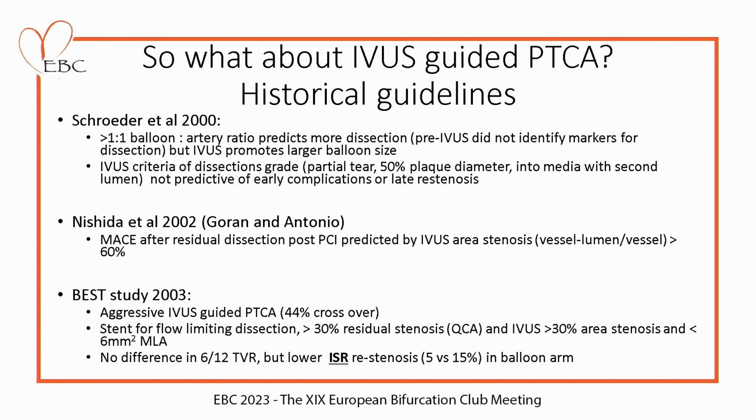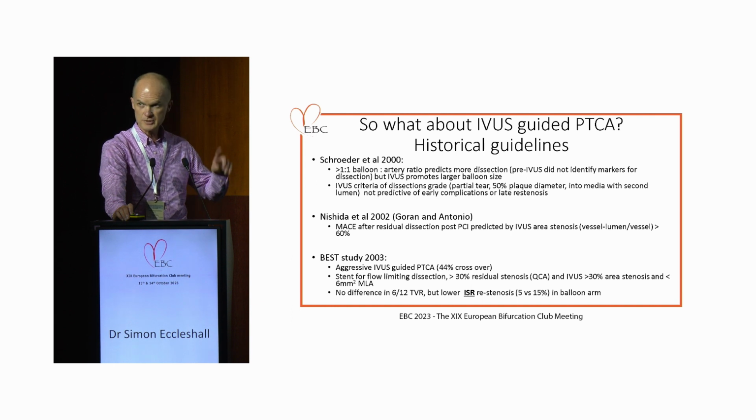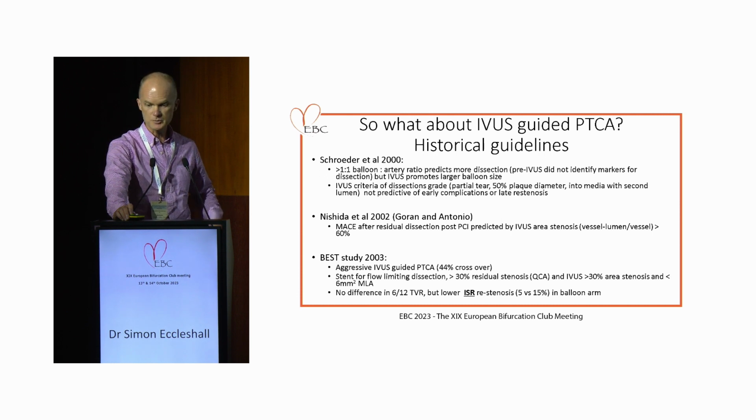In 2002, there was another study showing that MACE with residual dissection was again predicted by IVUS area stenosis of around 60% or more. And then more recently, but still 20 years ago, the BEST study looked at aggressive IVUS-guided balloon angioplasty. They were so aggressive that they had to bail out in 44% of cases, for flow-limiting dissection and greater than 30% residual stenosis on angiography, and IVUS greater than 30% area stenosis or less than 6 millimeters squared MLA. There was no difference in TVR, but in those that were stented in the balloon group as compared to the stent group, there was a lower restenosis rate, which would suggest that if you do really good lesion preparation, your stents do better.